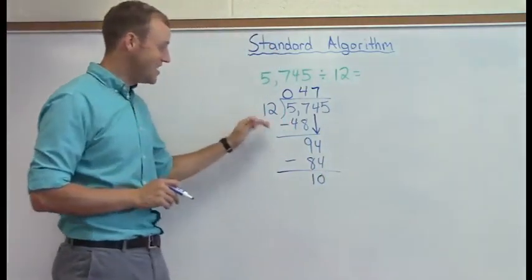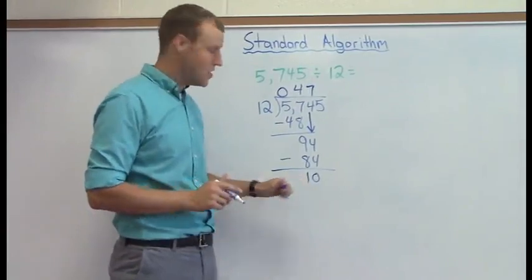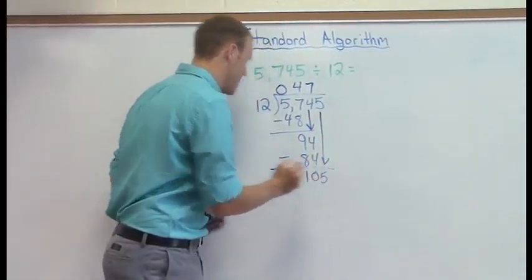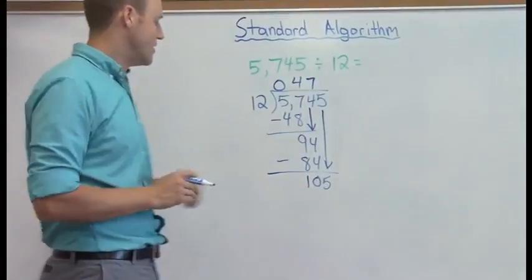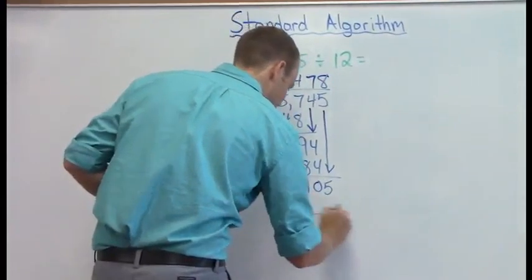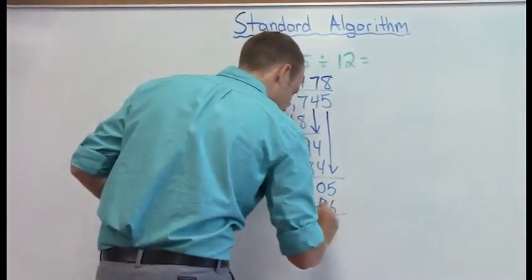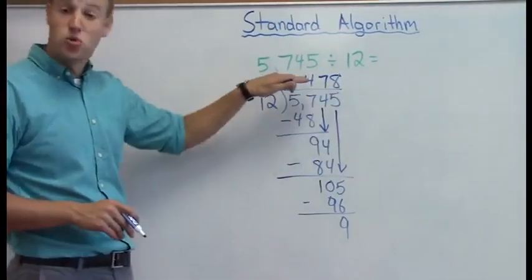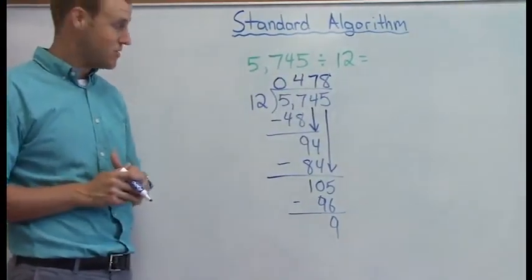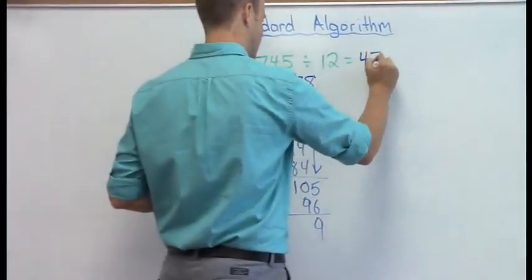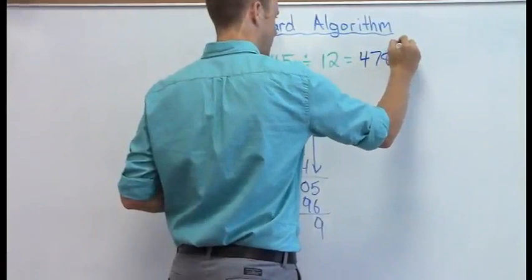And then, yet again, 12 can't go into 10. So we bring down our final number, which is 5. 12 goes into 105 8 times, which is 96, which gives us 9. So, our answer, or our quotient, we're going to encourage students to use, is at the top. So, our quotient is 478, remainder 9.